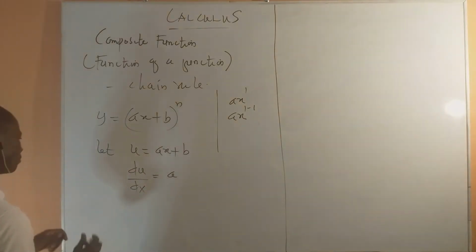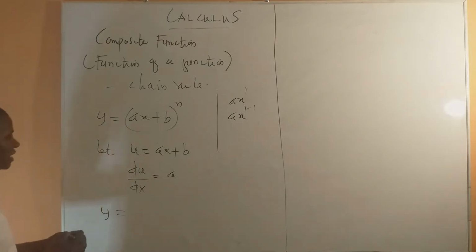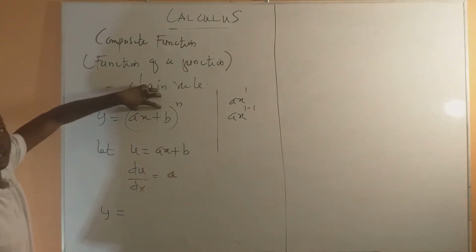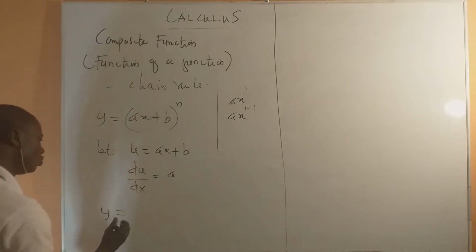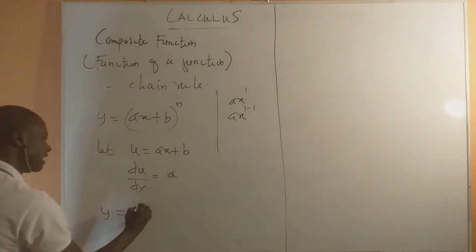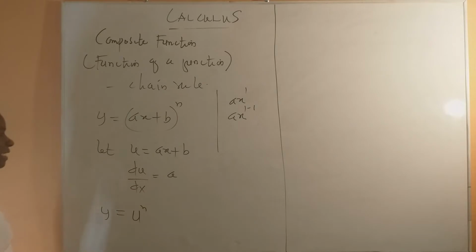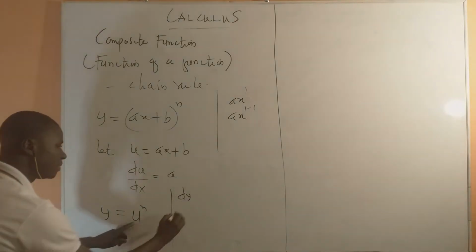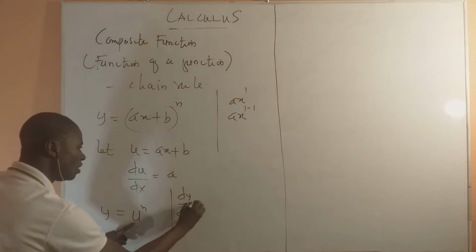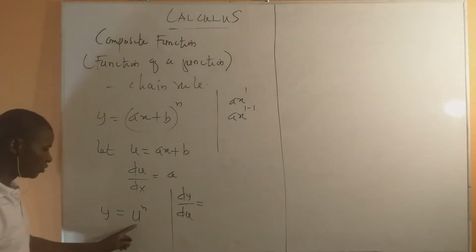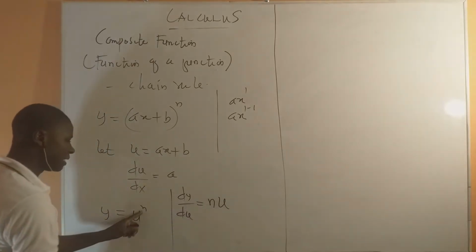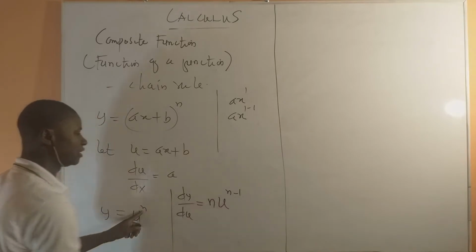Then you know that y will now be equal to, we are saying that u should be equal to ax plus b. So the whole of ax plus b in the bracket is now u. So it will be u exponent n. When you are done with that, you will differentiate y with respect to u. And when you differentiate y with respect to u, the coefficient here is 1, so n times 1 is n. Then you have u, then subtract 1 from the exponent, you have n minus 1.